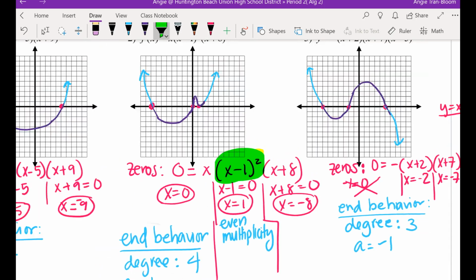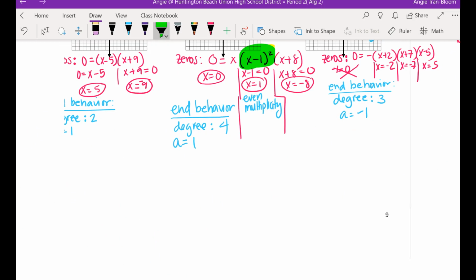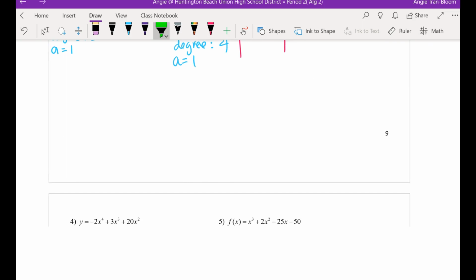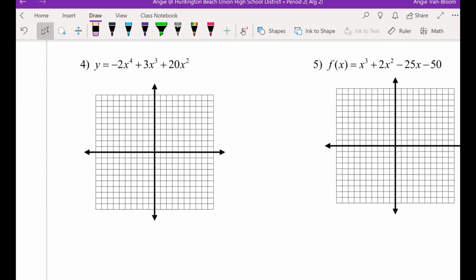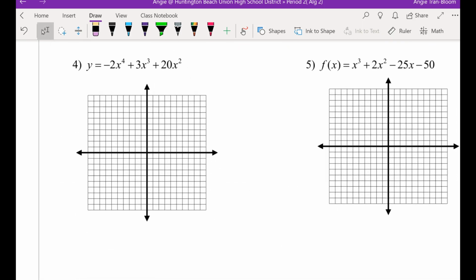Last 2. Okay. y equals negative 2 times x to the fourth plus 3x to the third plus 20x to the second. How do we find all the zeros? What do we do? You have to factor, yep.